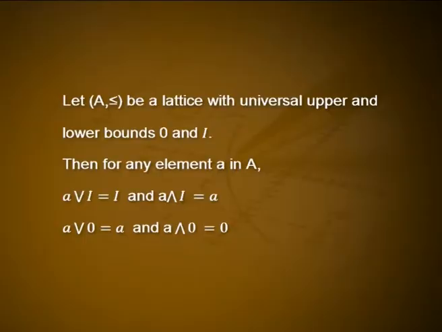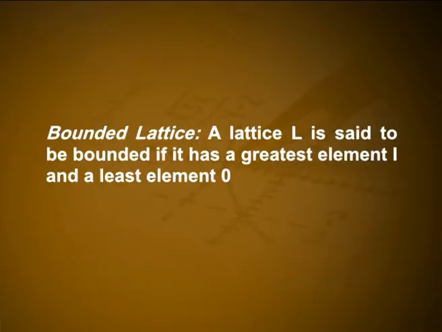Theorem 4. Let (A, ≤) be a lattice with universal upper and lower bounds 0 and I. Then for any element a in A, a join I is equal to I and a meet I is equal to a. a join 0 is equal to a and a meet 0 is equal to 0. Bounded lattice. A lattice L is said to be bounded if it has a greatest element I and a least element 0.